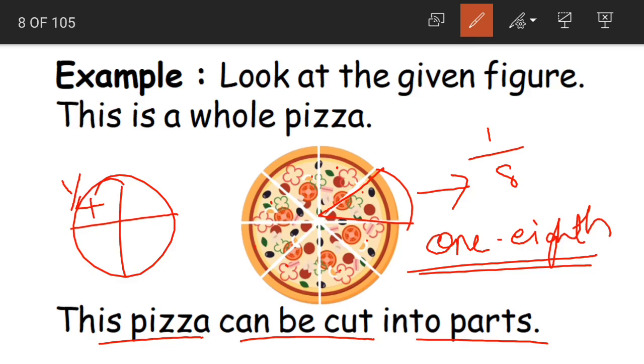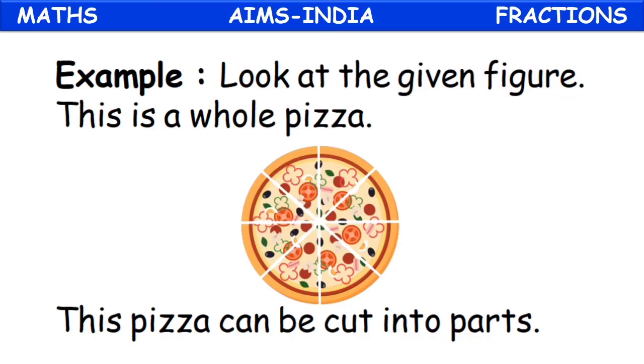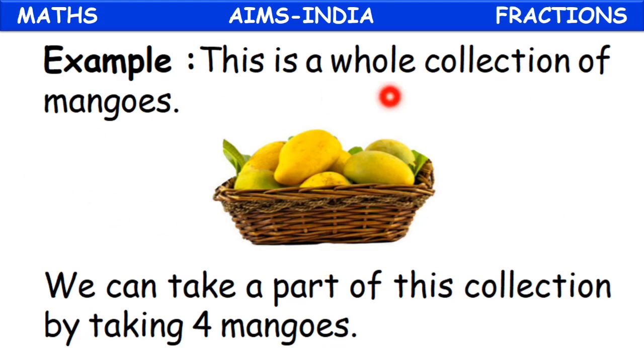Okay. Now this pizza can be cut into parts, and what will this be? This whole is called a region. Why? Because we have a single pizza which is to be cut and distributed. Now for example, this is a whole collection of mangoes. We can take a part of this collection by taking 4 mangoes.